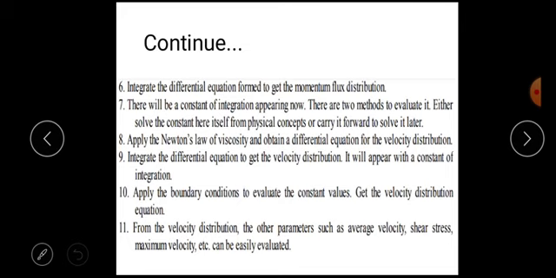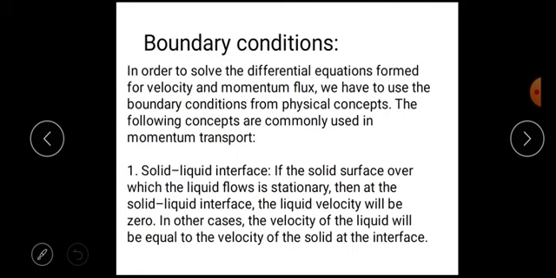Again there will be appearing of integration constant, and this integration constant can be solved by using boundary condition, which we will discuss later. Then after getting the velocity distribution, we can determine the different flow parameters like average velocity, shear stress, maximum velocity, etc.